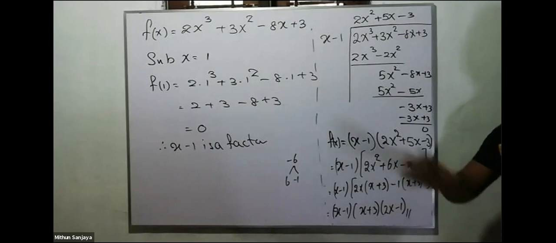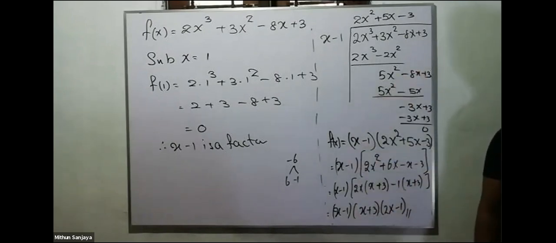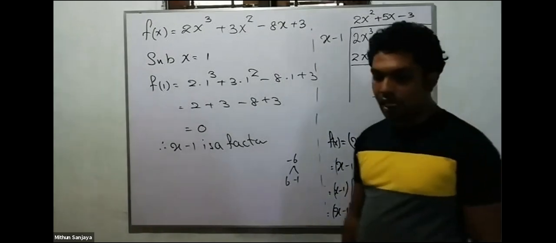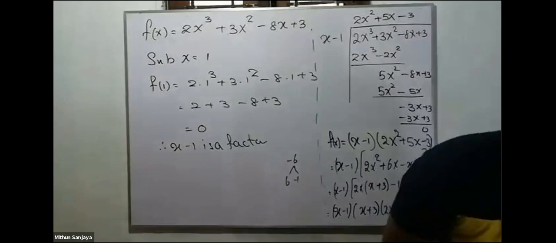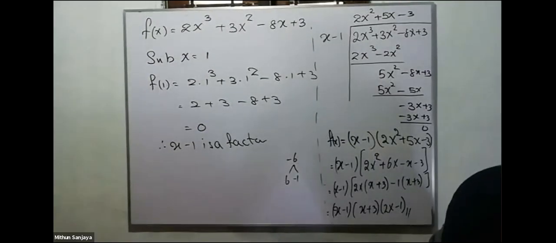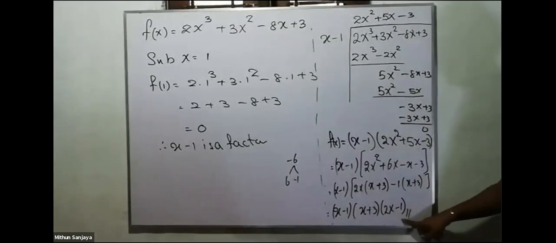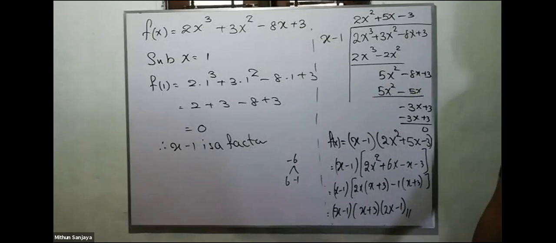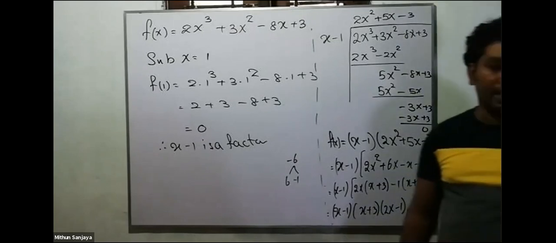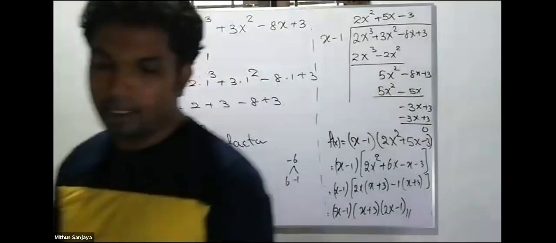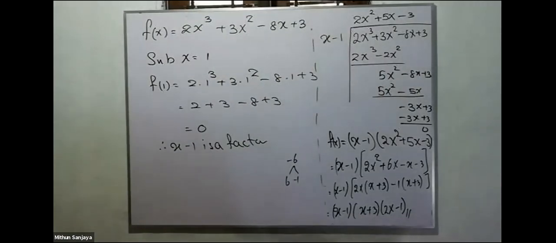Like that you need to find the factors. Then I have given the questions. You can follow that. Here we have factors like that. We need to follow the second method. Otherwise we can't get that type of factors.